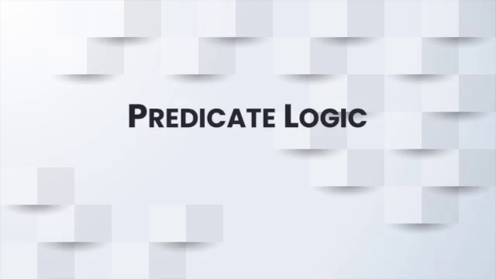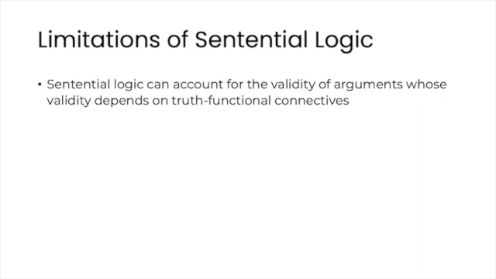Hello, today we'll start learning about a new logic system called predicate logic. We'll first review some reasons why we need to go beyond sentential logic. As we've already seen, sentential logic can account for the validity of arguments whenever that validity depends on the truth functional connectives, such as not, and, or, if then, and the like.